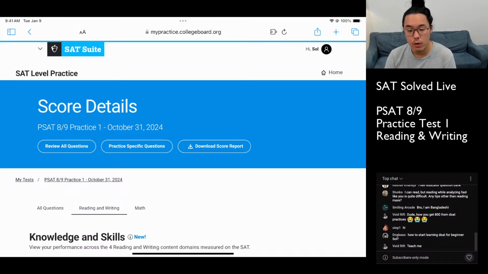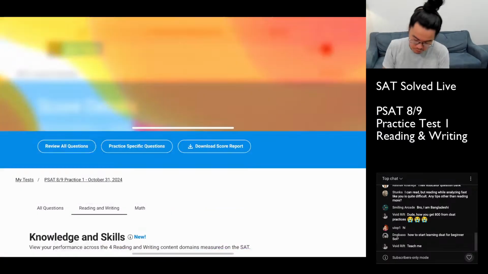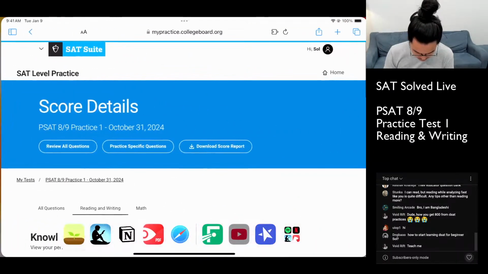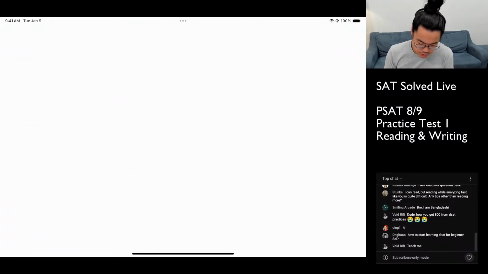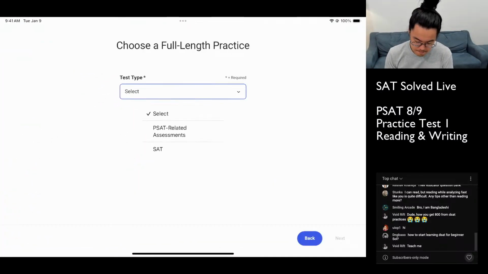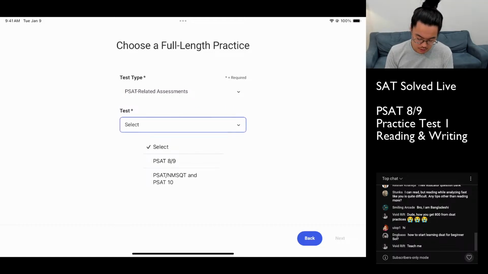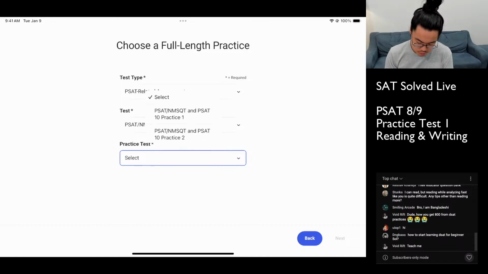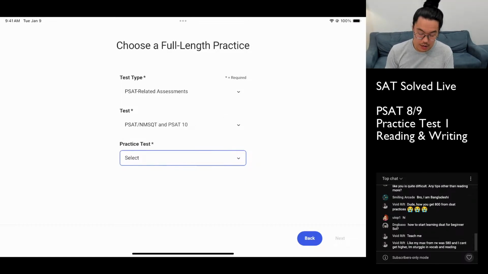Now, if you have a more specific question about something that you're struggling with, then maybe I could help you. How to start learning DSAT for beginners? I would say right now you probably should start with a PSAT. There's a total of 10 practice tests. Let me go to Bluebook, right? There's actually a total of 10 practice tests that you can use, okay? There's PSAT 8-9, 1 and 2. And then there's PSAT 10, 1 and 2. That's 4 so far. Now, just be aware about the scoring caps, okay?